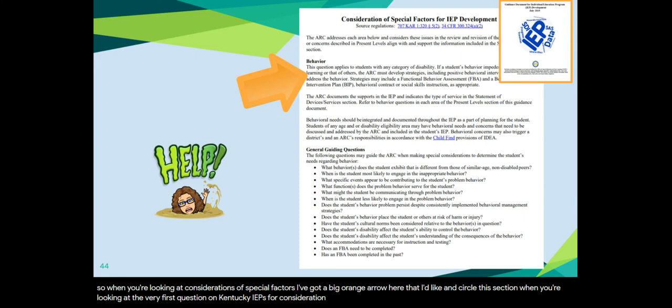And note the arrow is pointing to the sentence that says, this question about behavior applies to students with any category of disability. Any category. It does not matter if it's specific learning disability, OHI, EBD, whatever the category. If they have a behavior that's impeding their learning, we need to consider that.